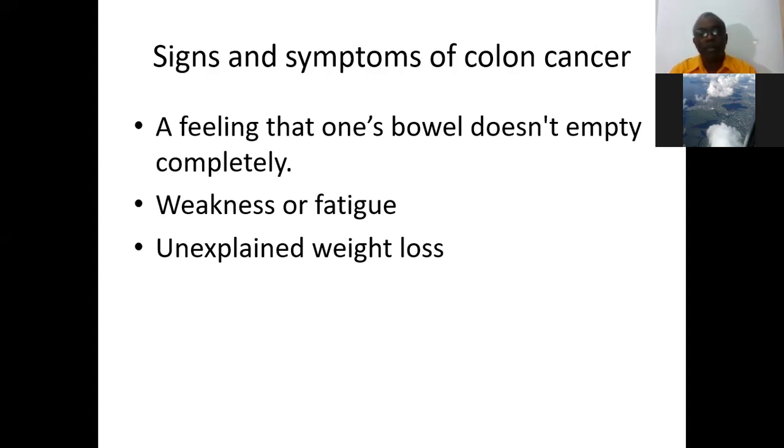You must be able to have the ability to empty your bowel fully. And then it could lead to weakness if you are losing blood and so on. Unexplained weight loss. So it's not only diabetes and those things that can cause weight loss, but some other things.